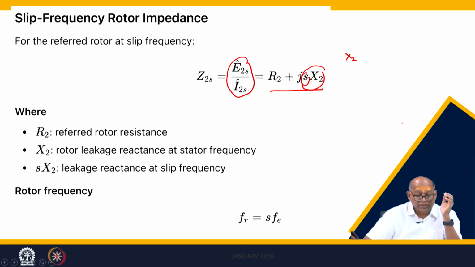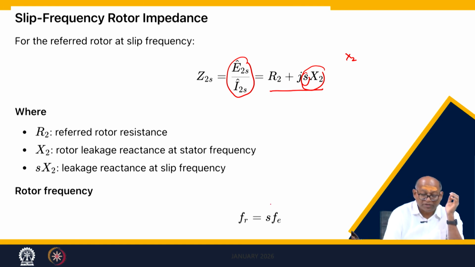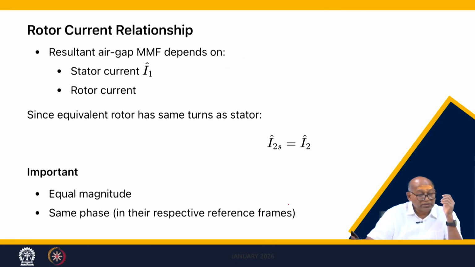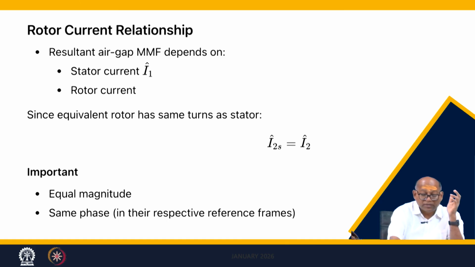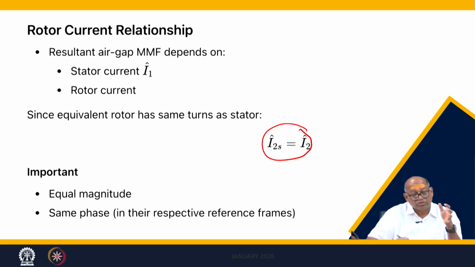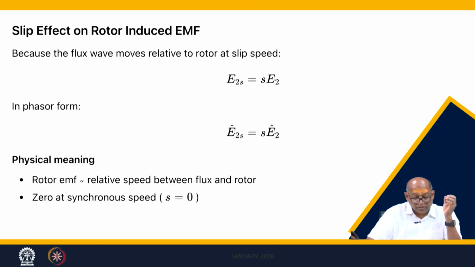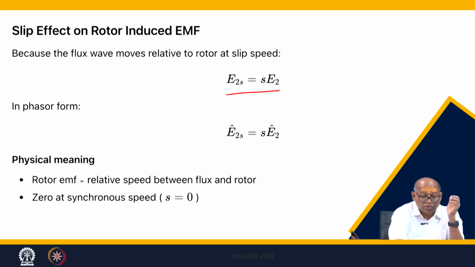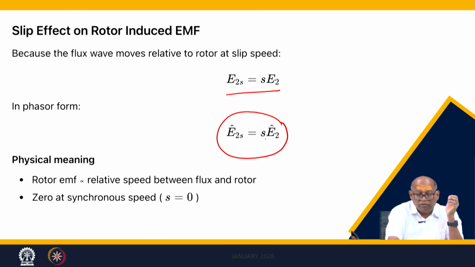That is what you see, this is the exact thing, but the rotor frequency is S into Fe, the rotor frequency, which is equal to S into the electrical supply frequency because of the slip. So, what we do is relate the rotor current like I2s is equal to I2, that is I2 referred to the secondary, and this referring is also at the frequency of the supply. So, E2s is equal to S into E2, and in phasor form it becomes S into E2 cap. When there is a cap, we call it a phasor. Phasor means it is a complex quantity.